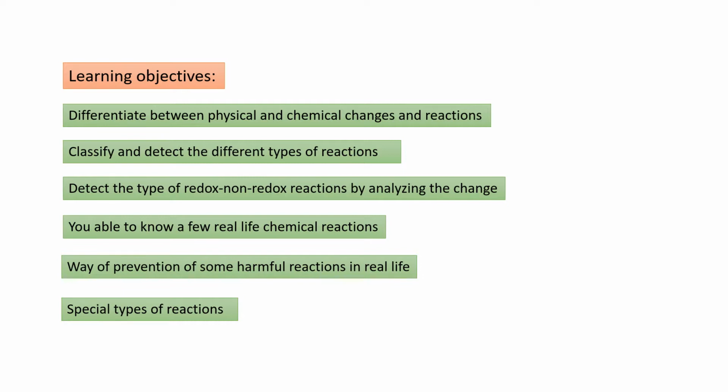Okay, let's start it. You have to understand the difference between chemical changes and physical changes. Matter changes due to heat, pressure, and reacts or contact with other substances. So there are two types of changes, physical changes and chemical changes. So let's observe some examples.